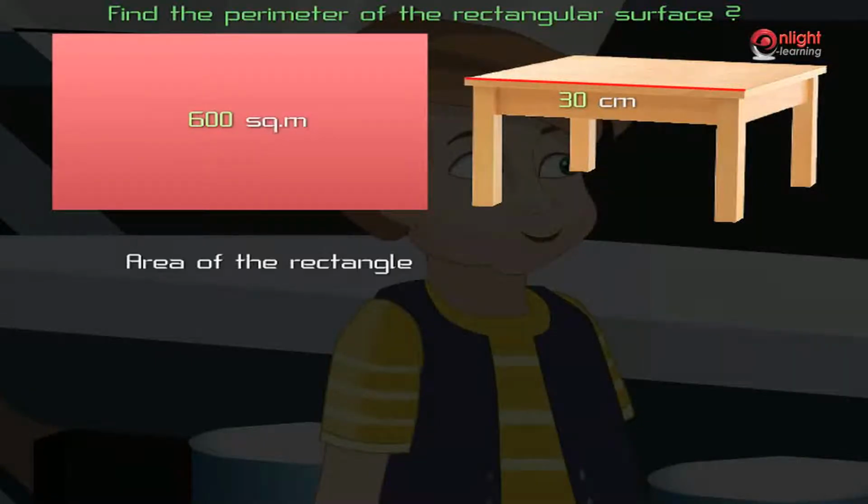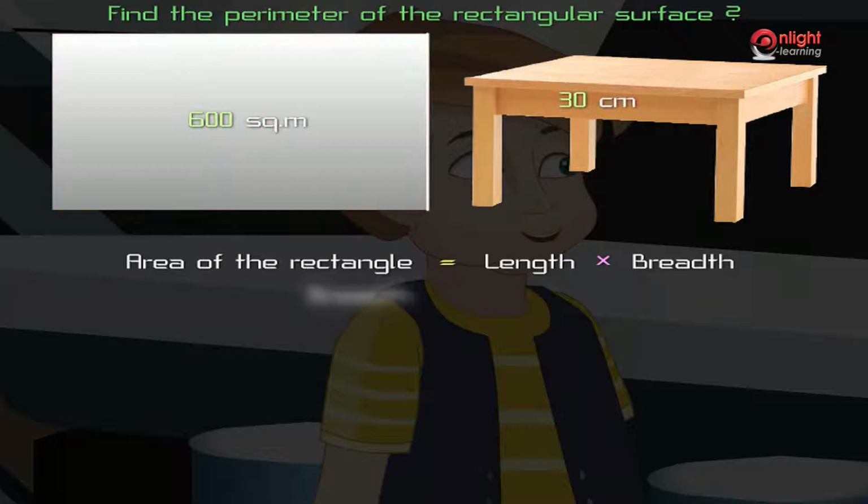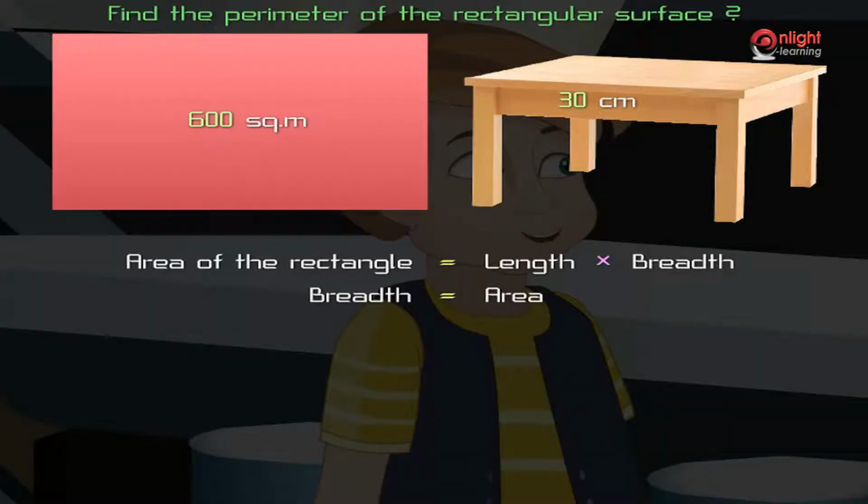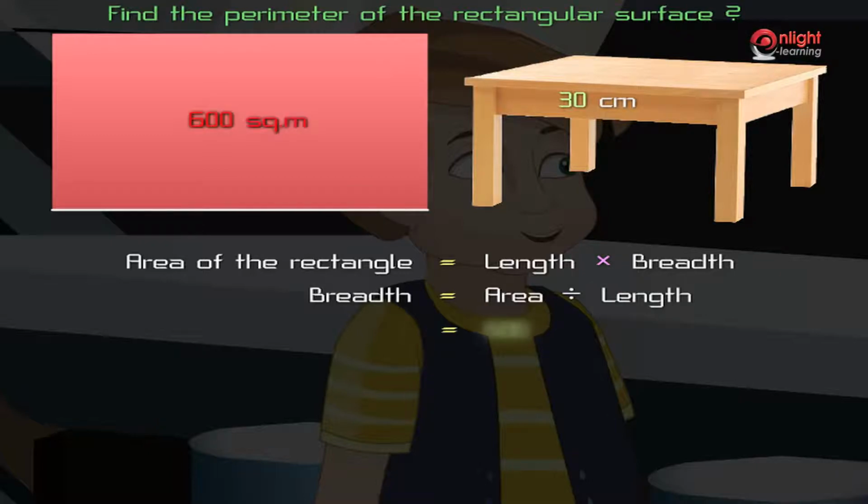The area of flat metal sheet covering required is given as 600 square centimeters. Area of a rectangle is the product of the length and breadth of a rectangle. Hence, length is given as 30 centimeter. Breadth is equal to area of the rectangle divided by the length of the rectangle, which is equal to 600 square centimeter divided by 30 centimeter, which is equal to 20 centimeters.